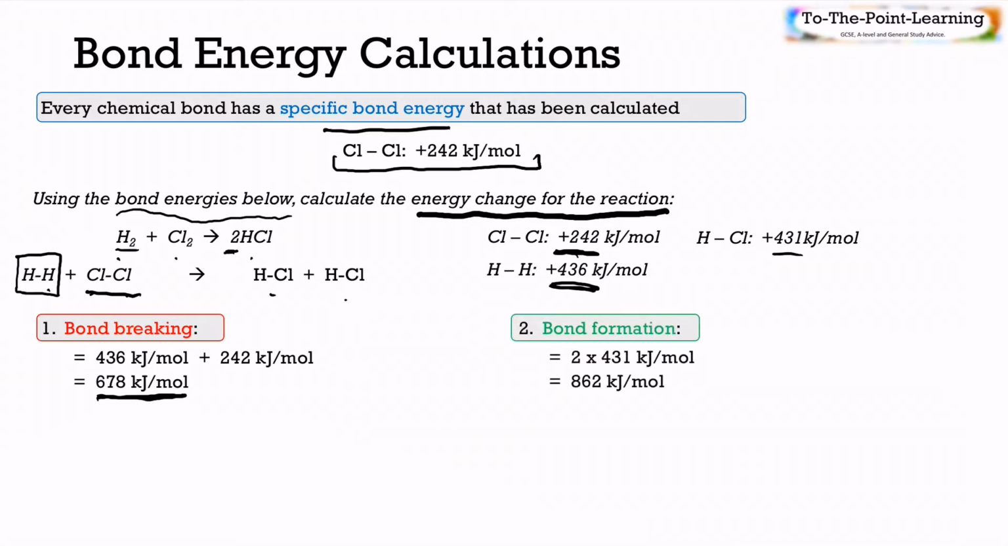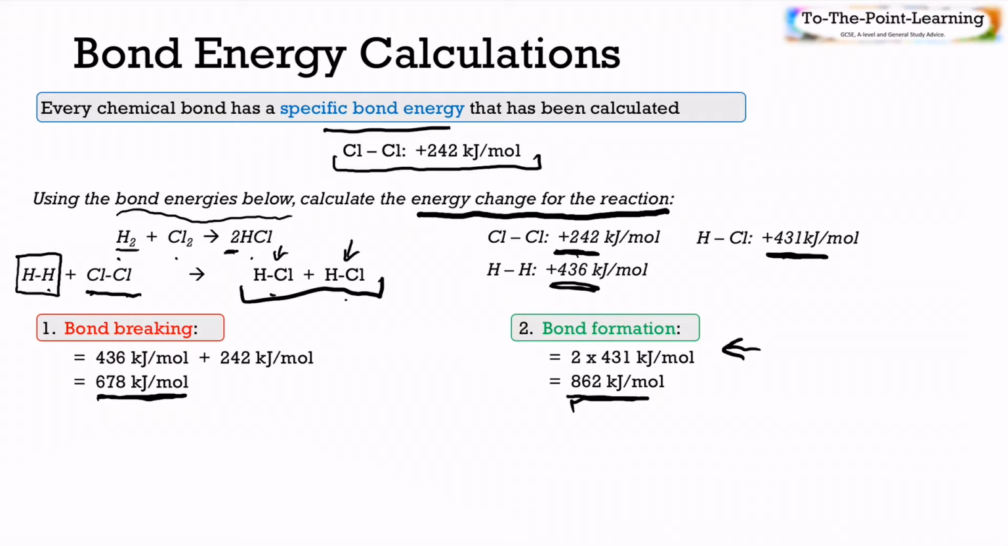But the next process is what is the energy when the bonds are formed. So when the product molecules are formed, there are two sides to this. We've got two molecules of hydrogen chloride. So we need to calculate the hydrogen chloride bond energy and multiply it by 2 to get its bond formation energy. So this is what we've done here. 2 multiplied by 431 kilojoules per mole, which gives us a bond formation energy of 862 kilojoules per mole.